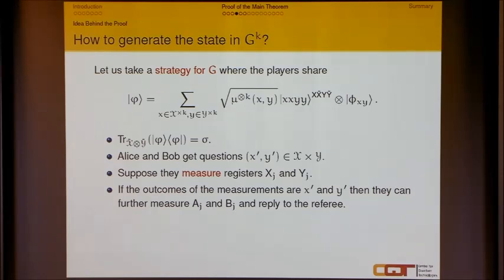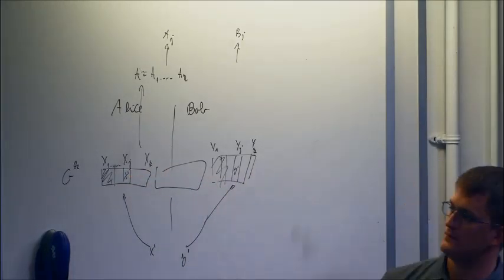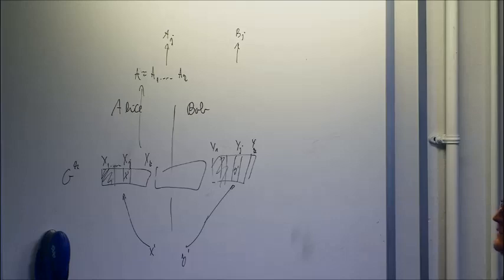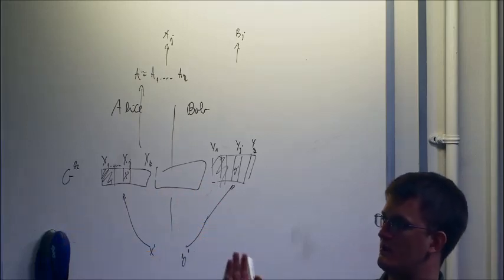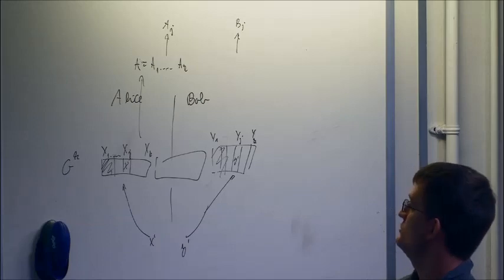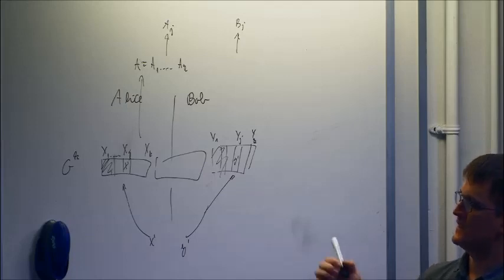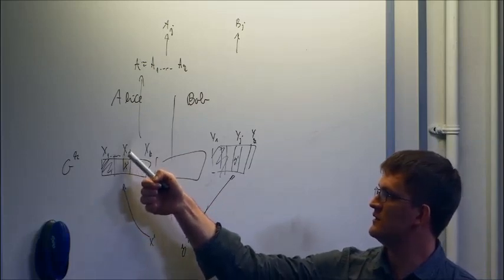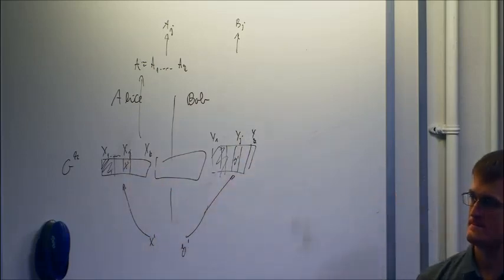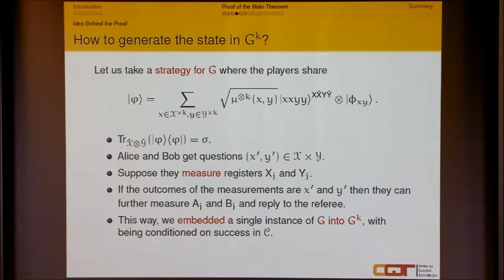Because that state is exactly the state that they want to achieve, that they want to have the question in the jth coordinate. Once they generated this, they can just further measure the answer registers and reply back to the referee. So this answer is distributed exactly the same way as the answer in the game G to the K when we condition on success and on the inputs xj being x prime and yj being y prime. This way we embedded a single instance of G into G to the K, conditional on success in the game G to the K.